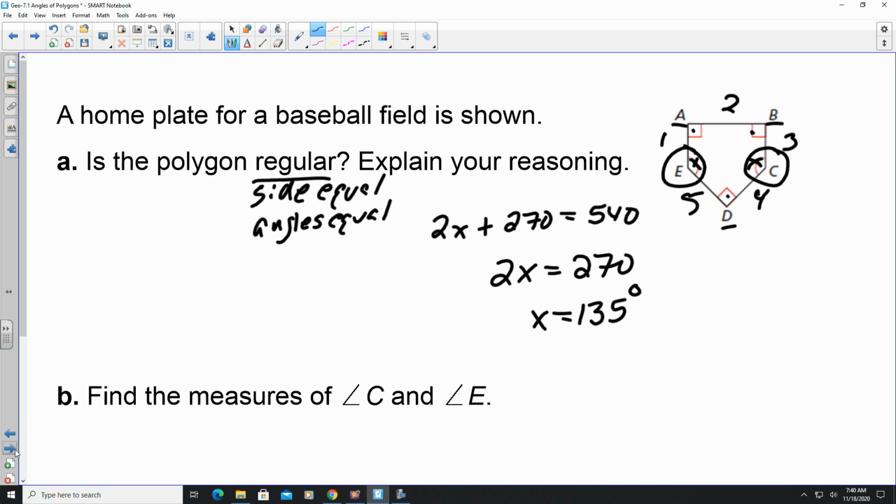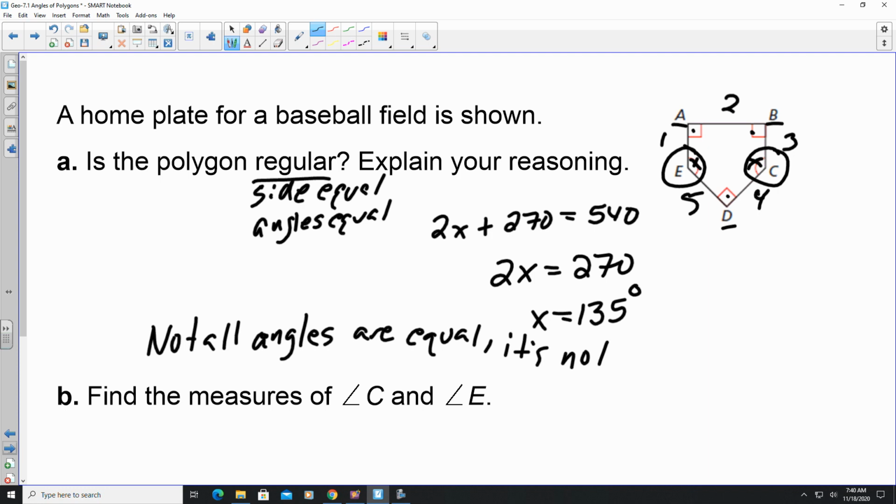So we can say, because not all angles are equal, it's not regular. And for part B, we actually did the work for part B in part A. So both C and E are 135 degrees.